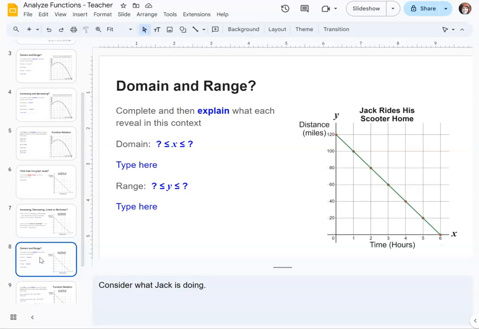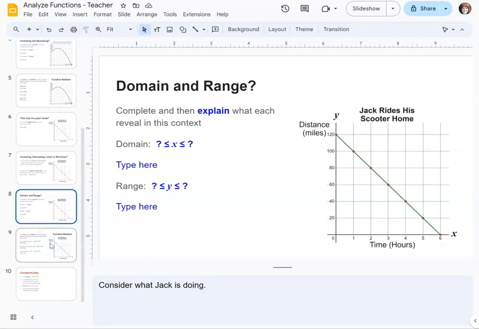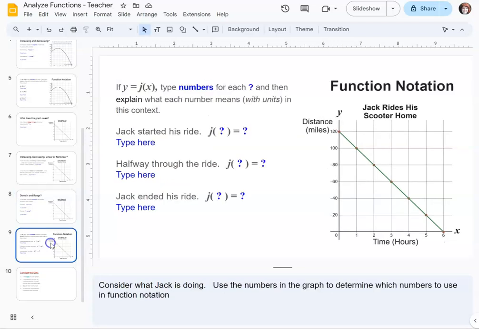And then in this one, they're doing the domain and the range in context. What does it mean? Well, the domain has to do with the number of hours. So his domain is all the times for his trip. And then the distance would be his range. That's all the different distances for his trip home, or how far his trip was from his home.